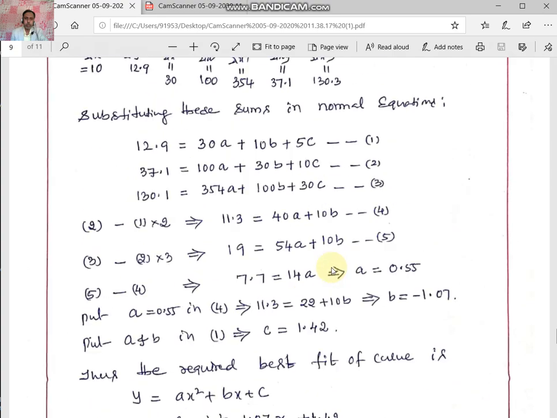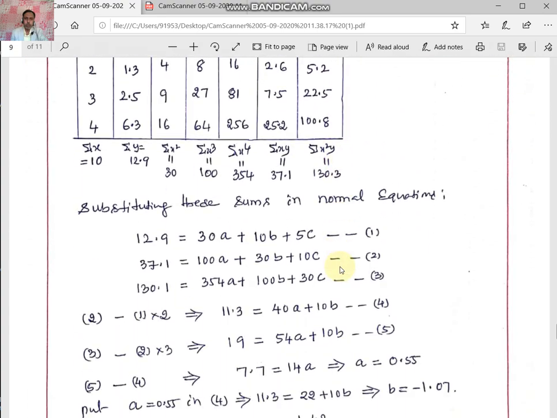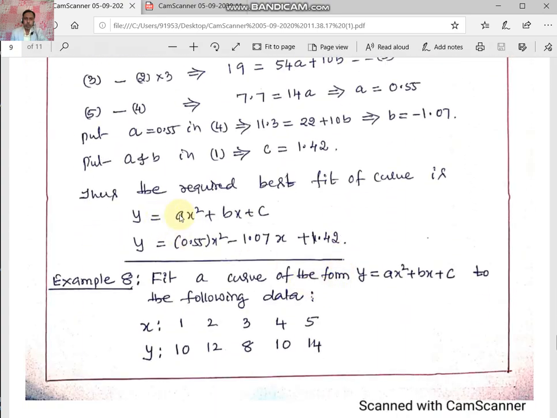So substituting ABC values in the given equation y is equal to ax square plus bx plus c, finally we will get y is equal to 0.55x square minus 1.07x plus 1.42. This becomes the best approximation to the curve in the form of a second degree curve for the given data, that is xy values.